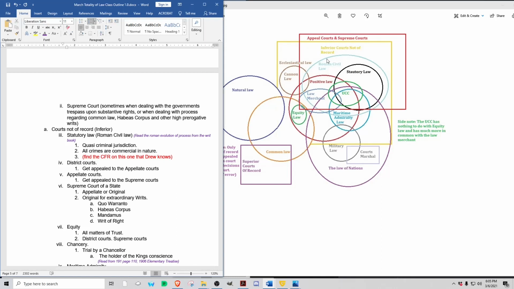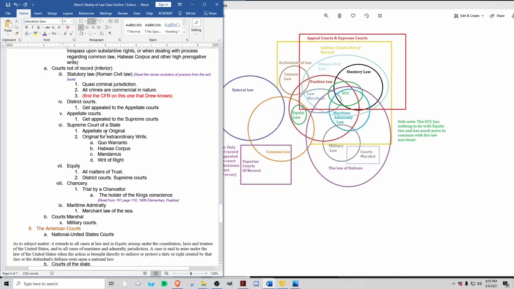Courts not of record, all crimes are commercial under Roman civil law. There's a CFR for it that I can't remember, so my apologies. There's some CFR that says that all crimes are commercial, but you guys can look it up. District courts get appealed to appellate courts, get appealed to Supreme Courts. Supreme Court of a state is appellate or original jurisdiction. The original jurisdiction aspect of Supreme Courts is for extraordinary common law writs. Makes sense. Quo warranto, habeas corpus, mandamus, writ of right, and so forth.